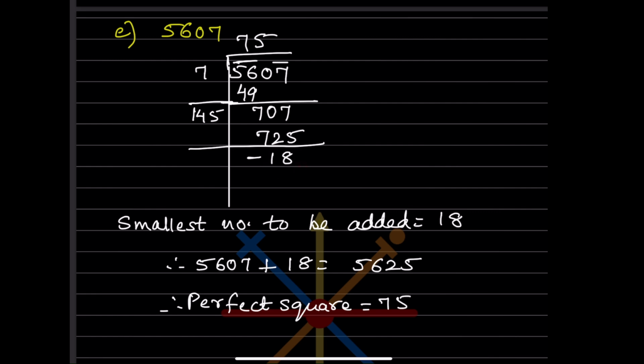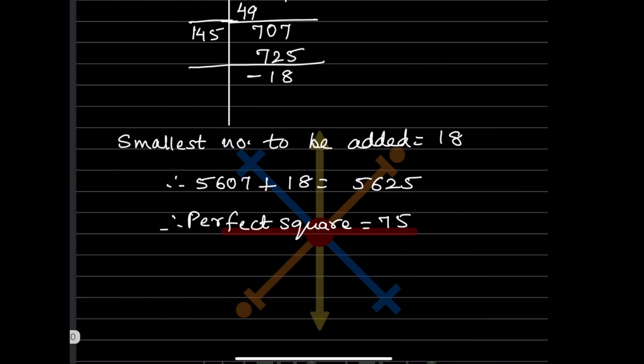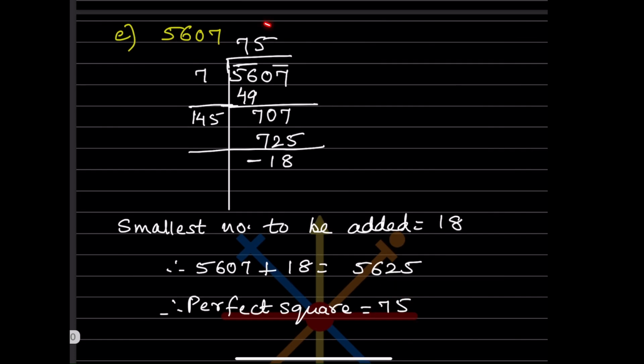So now here what will you do? In this one, we'll add this 18. So that is going to be 5625. And when you take the square root of 5625, you get 75. So here also we got 75.